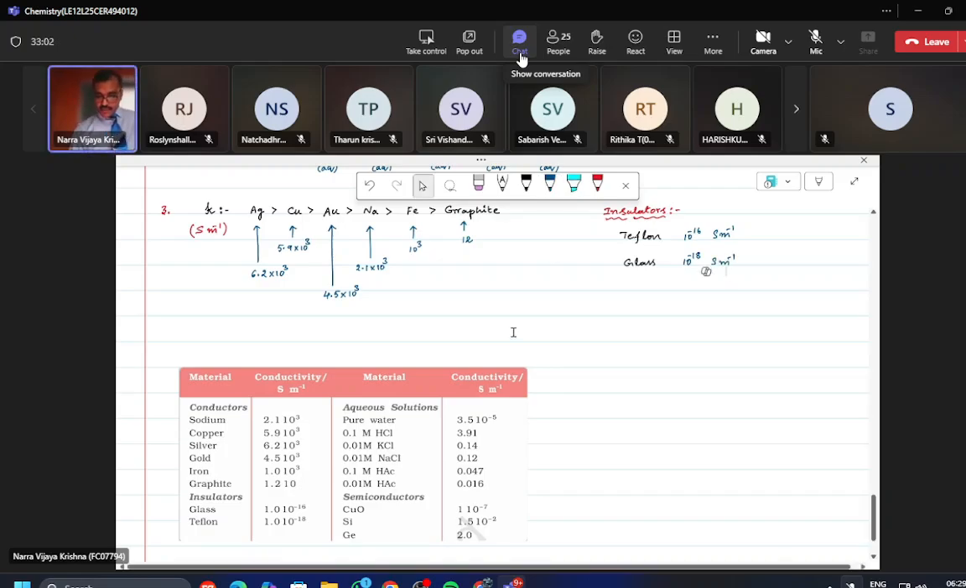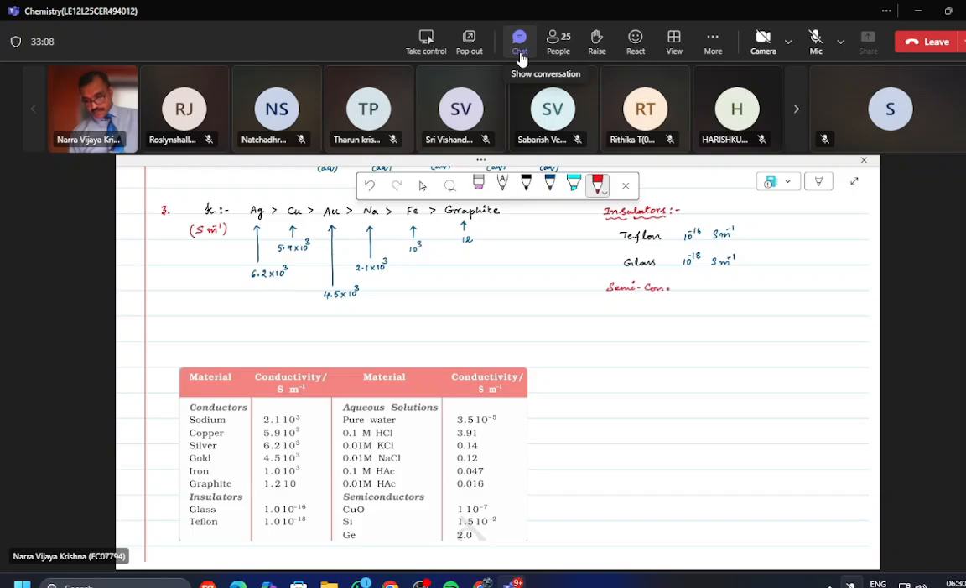Then semiconductors. What are semiconductors? Already we discussed conduction band and valence band. If the energy gap between the conduction band and valence band is high, they are insulators. Moderate, semiconductors. Sir, for glass it is only 10 to the power minus 16, no? Oh, I changed it. I modified it. Okay, 10 power minus 18 here, minus 16 here.